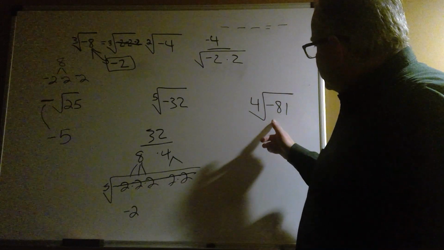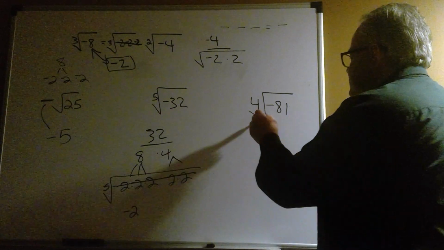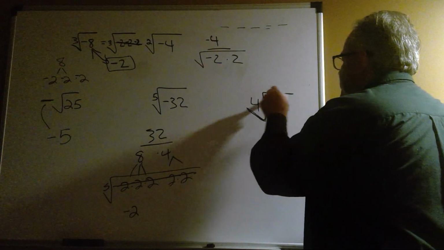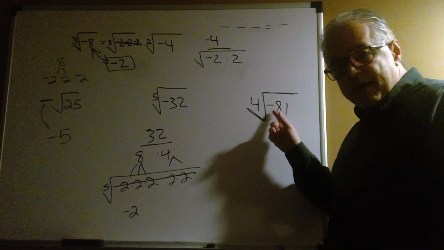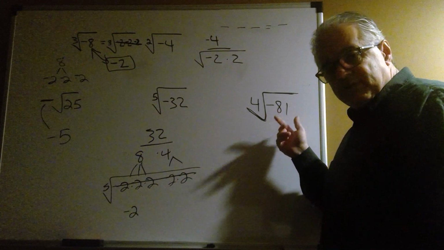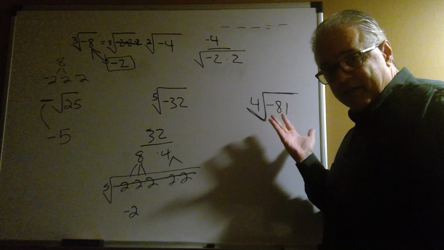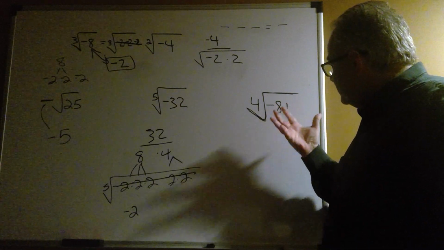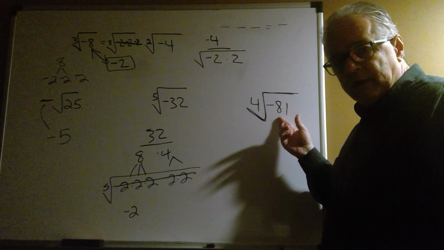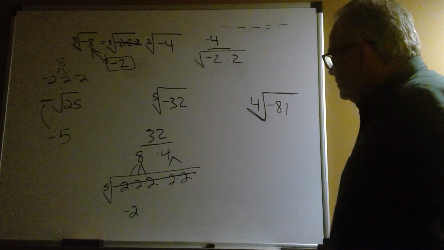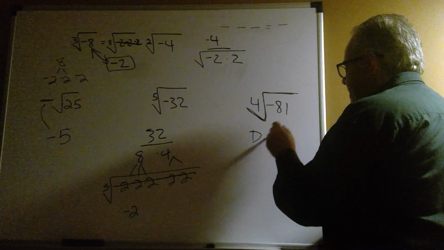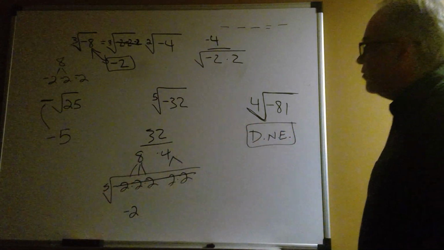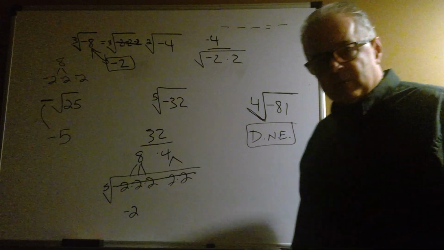Okay, and how about this one? Now this is an index number of 4, which is an even number, and I have a negative under the radical sign. So what's my answer for that? I can't have an even number of the same numbers that will equal 81 with the result being negative. So this one is DNE. DNE, and that's my answer for that one.